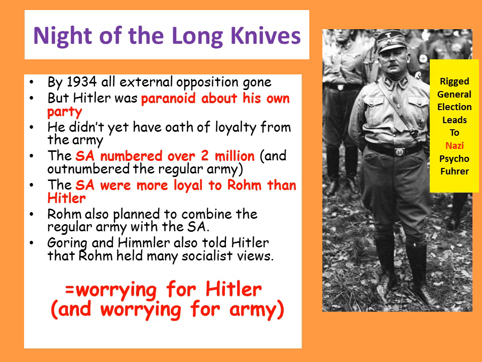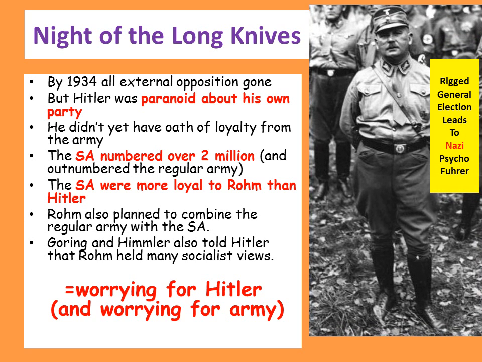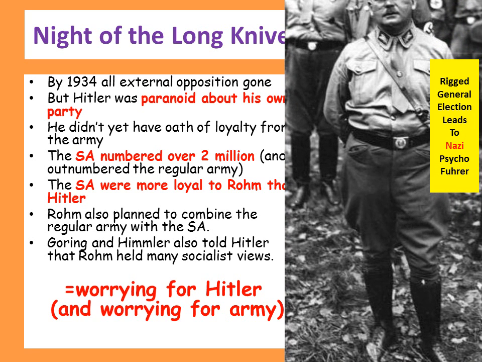This whole thing is worrying for Hitler, and it's worrying for the army. And it's crucially worrying for the army because Hitler can then play it into his own hands. He can persuade them that it's important to get rid of the SA so that he can then get the army on his side. So this is Ernst Röhm, and he's too big for his boots.